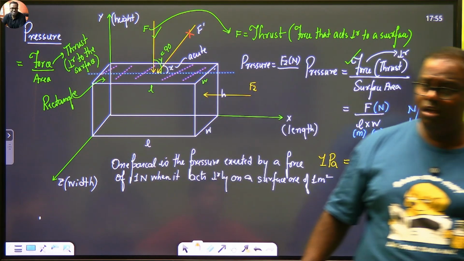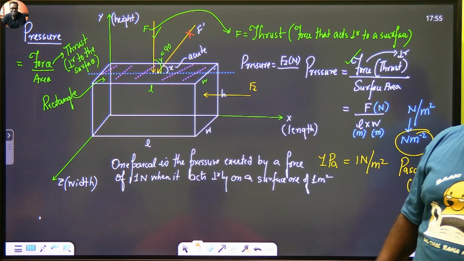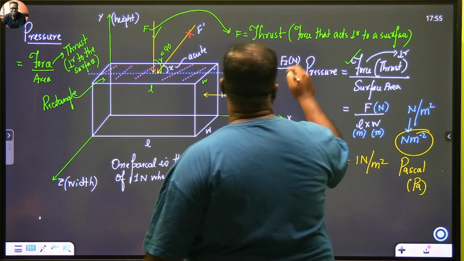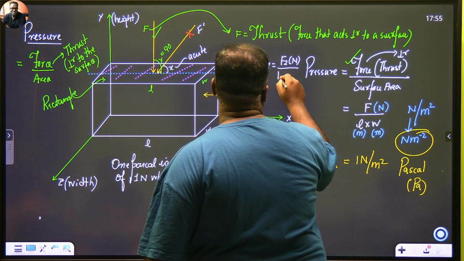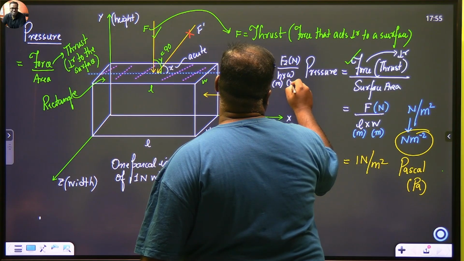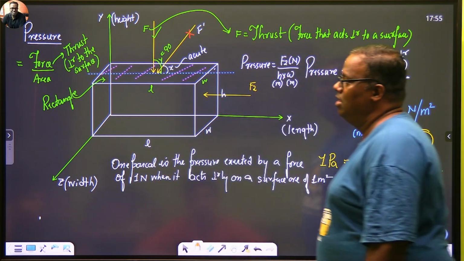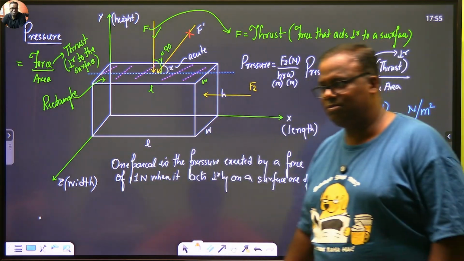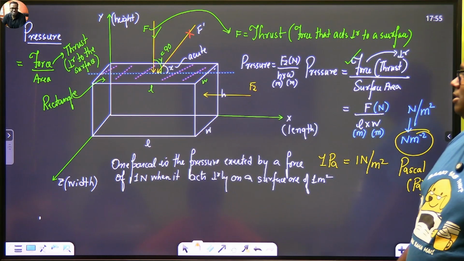Try to imagine a shoebox and the right side of the shoebox. So the right side of the shoebox is also a rectangle and its area will be W times H. So that's also meter into meter, meter square. So this is the pressure exerted on the right side.